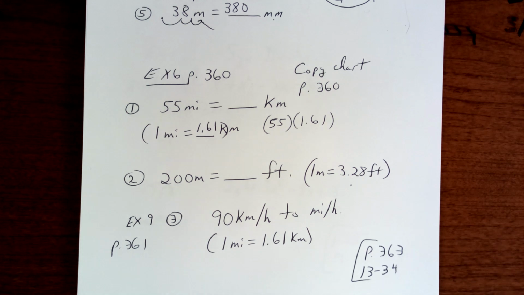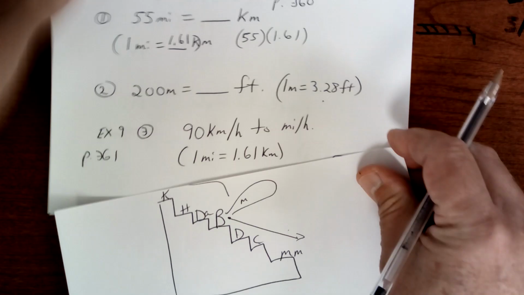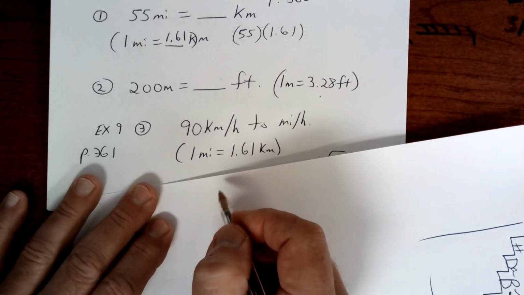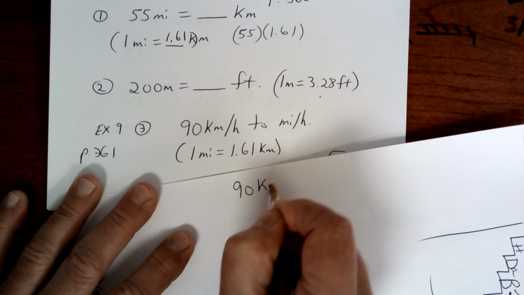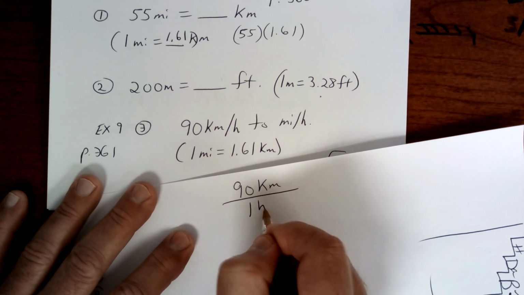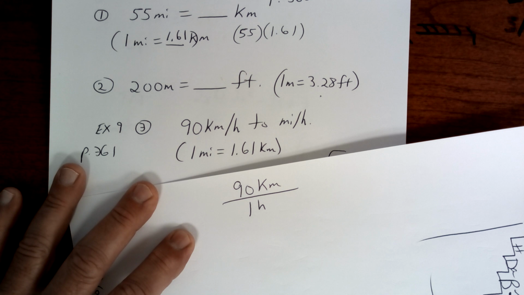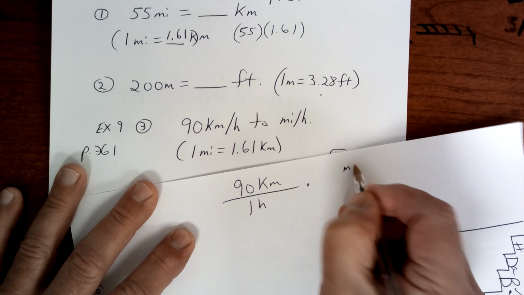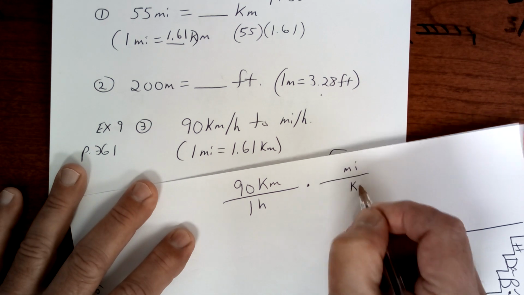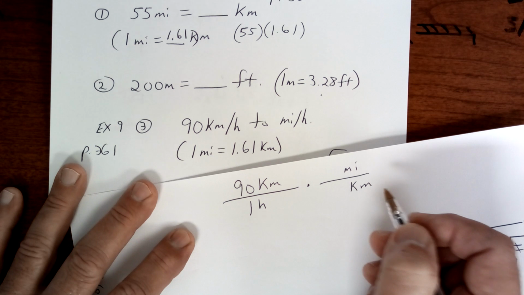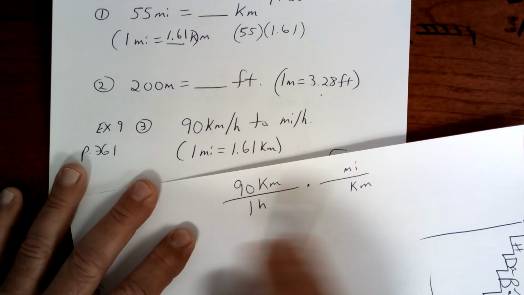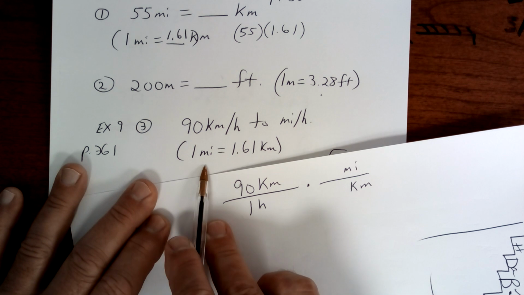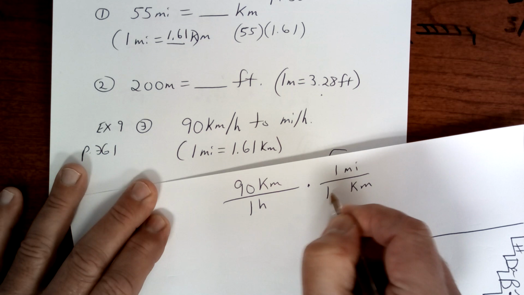Copy this one down. Okay, so you have 90 kilometers for every 1 hour. Okay? And you want to change it to miles per hour. So you want miles up here, and you want kilometers down here. And the reason why you want that is because you want the kilometers to cancel out, and then you're left with miles over hours. Well, the conversion is right here. 1 mile is equal to 1.61 kilometers.